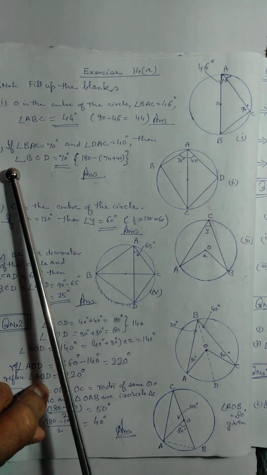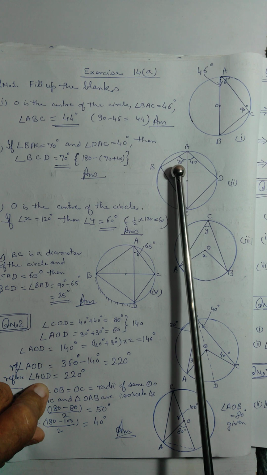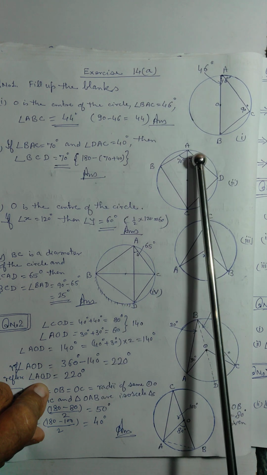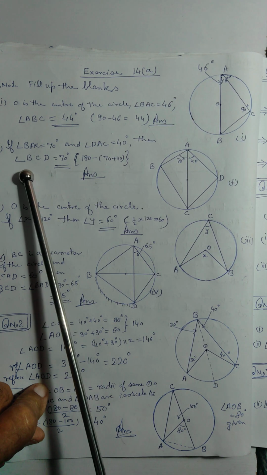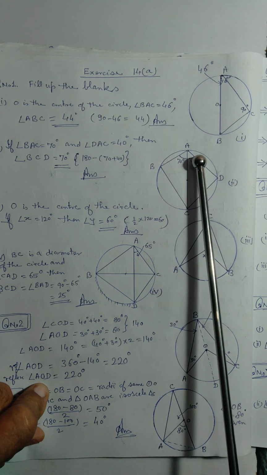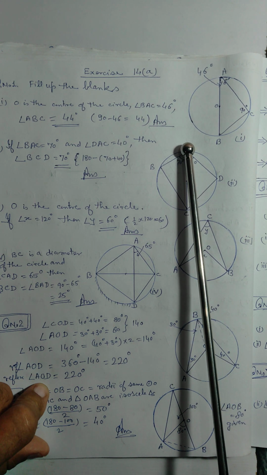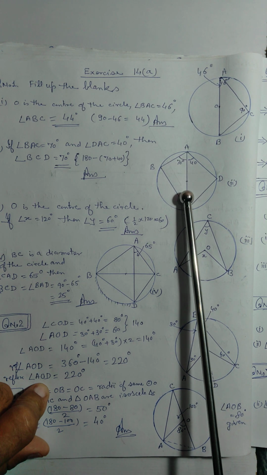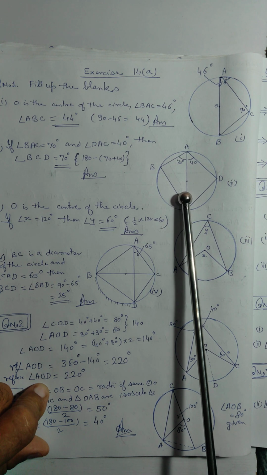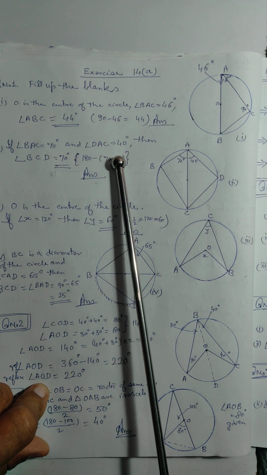Now come to the second part of it. If angle BAC is 70 degrees and angle DAC is 40 degrees, then angle BCD. You see, ABCD is a cyclic quadrilateral. So the sum of the opposite angles in a cyclic quadrilateral should be supplementary, that is 180 degrees. So you see, BAC is 70 degrees and DAC is 40 degrees.